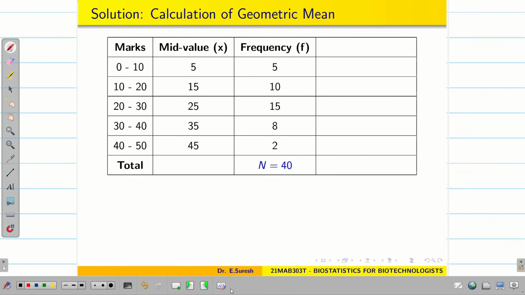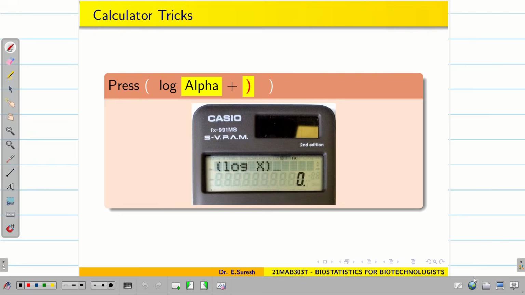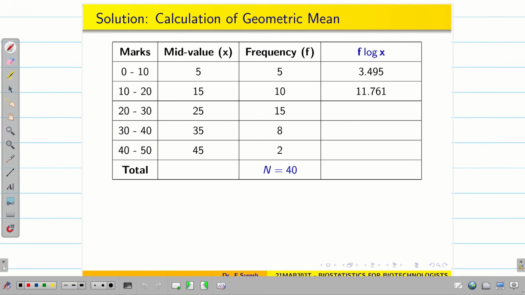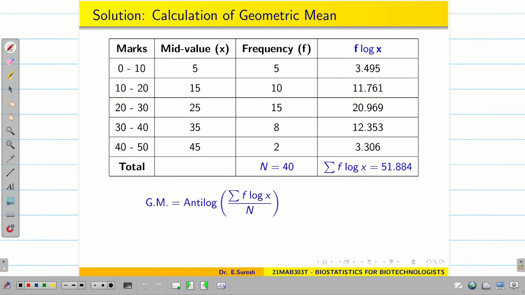Next, as usual, we have to find F log X. For this, take the calculator, open the bracket, press log, and press alpha plus bracket to get X, and then press alpha plus tan to get F like this. Then press the CALC button, enter the X value and F value, and write the F log X value. Similarly, press CALC again, enter X and F value, find the corresponding F log X, and fill the last column. Once it is done, press the AC button, add all the values of F log X, and keep it ready.